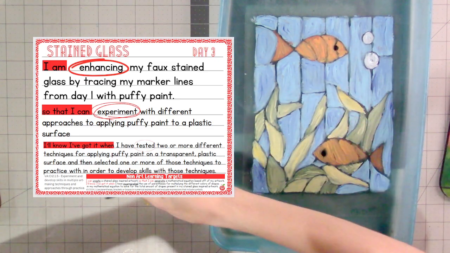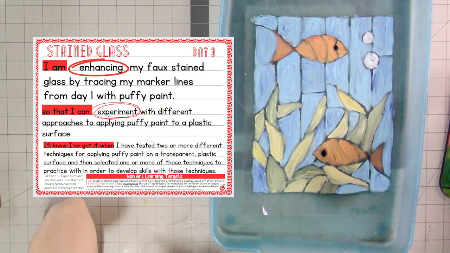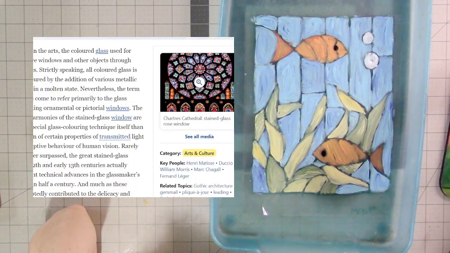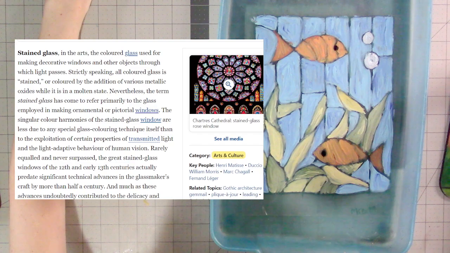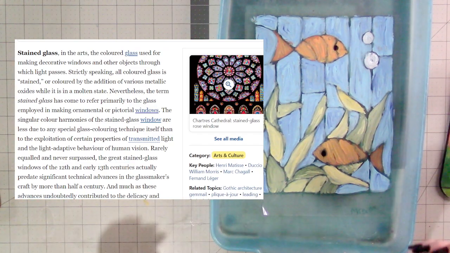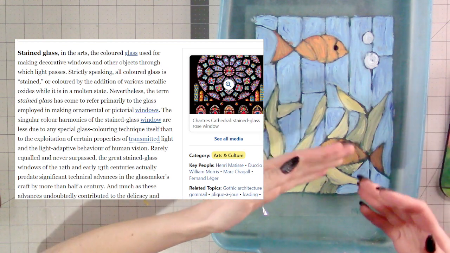Our vocabulary for day one was stained glass. Well, who can tell me about stained glass? Good. Yes. This is stained glass. The colored glass used making decorative windows and other objects through which light passes.